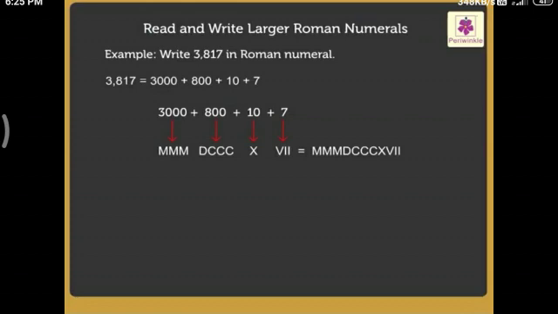If you add, you will get the value: MMM plus DCCC plus X plus VII is equal to MMMDCCCXVII. This is the value for 3817. Did you understand, children?